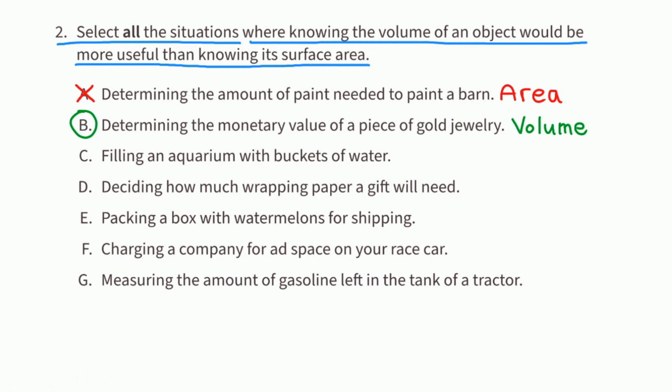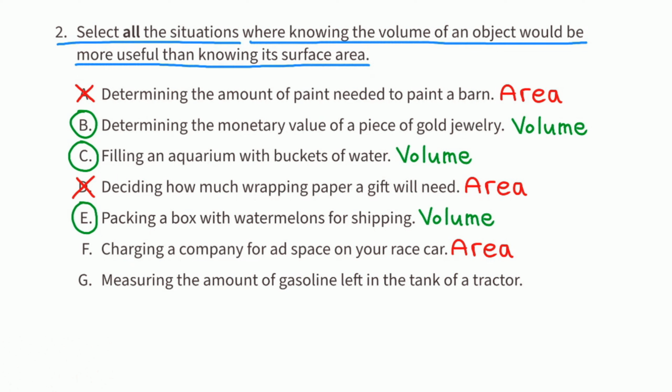I would also select C because filling an aquarium with buckets of water has to do with the volume of the aquarium. I would not select D because deciding how much wrapping paper a gift will need has to do with the surface area of the gift. I would select situation E because packing a box with watermelons for shipping has to do with the volume of the box. I would not select situation F because charging a company for ad space on your race car has to do with the amount of surface area the ad takes up on the race car.